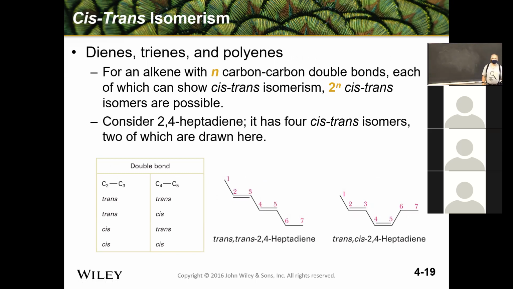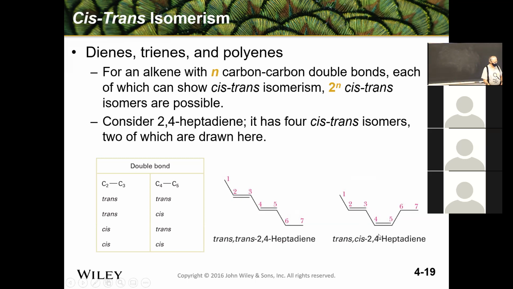All right, if we have a compound with more than 1 double bond, if it has 2 double bonds, it's called a diene. And we need to specify the positions of both double bonds. So in this first example, this is trans-trans. Both the double bonds are trans. 2,4-heptadiene. Diene, 2 double bonds, and they're at 2 and 4.